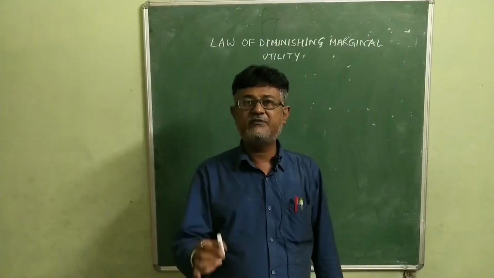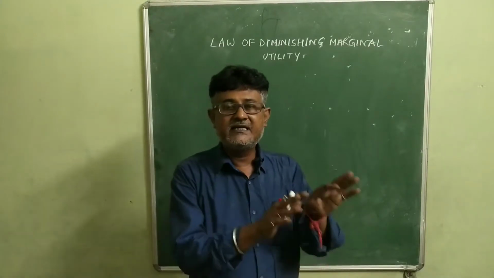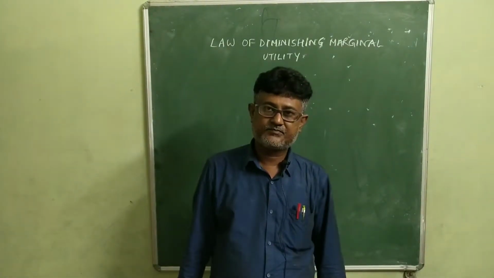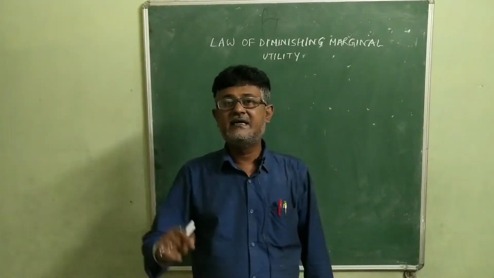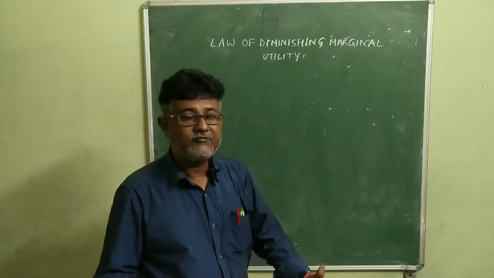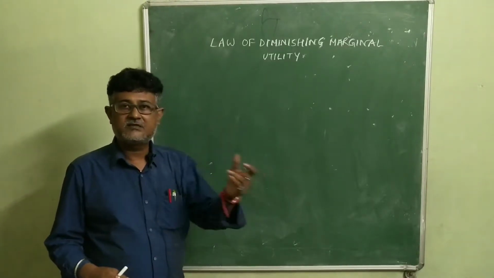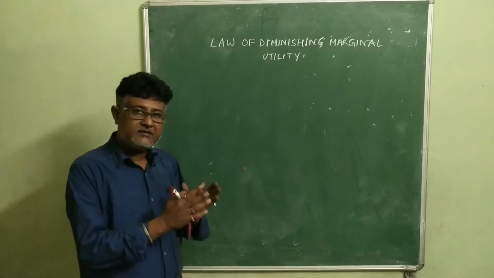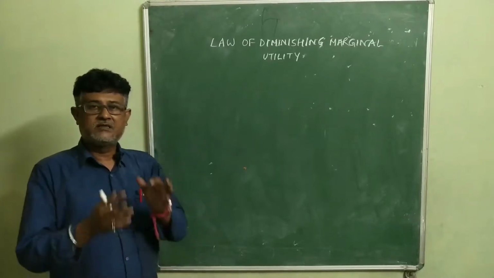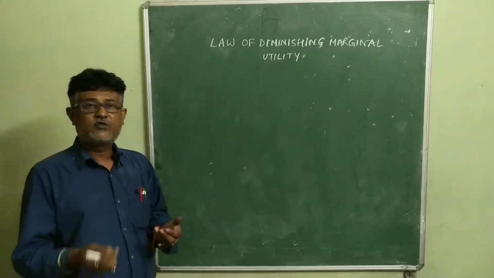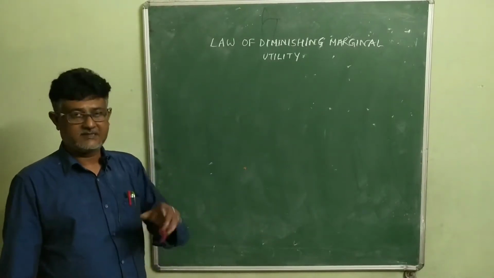So what will you do? You will be ready to buy one extra unit of the pen only when it is offered to you at a lower price, because the marginal utility of that extra unit of the pen is less to you. So from here we can come to the conclusion that the law of diminishing marginal utility states that when a consumer consumes an extra unit of a commodity, the satisfaction which he derives from each additional unit reduces with the increase in consumption.